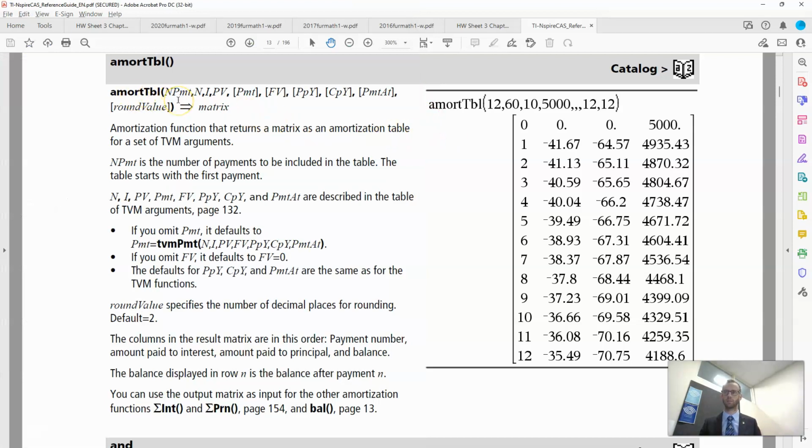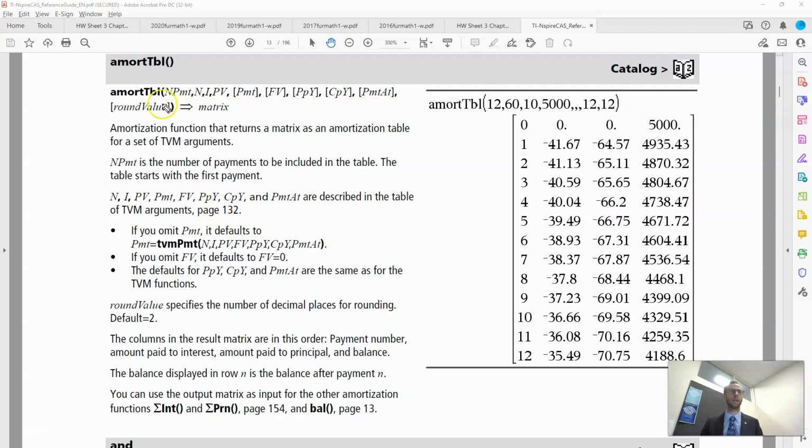So the calculator is expecting a series of inputs that read up the top here in the top left corner. These are the inputs that it's expecting: NPMT, N, I, PV, PMT, FV, PPY, CPY, payment at, and round value. Very similar to what you would put into your finance solver. And then it describes what each of these are.